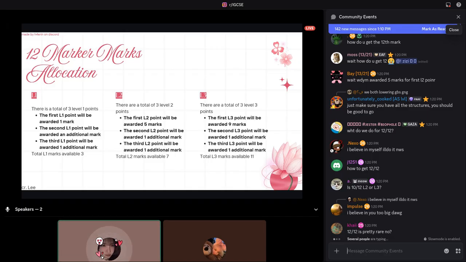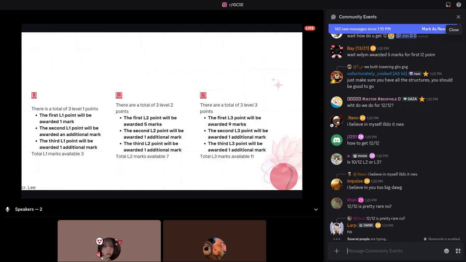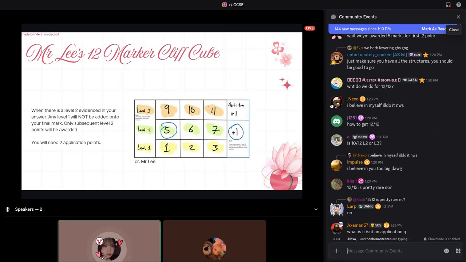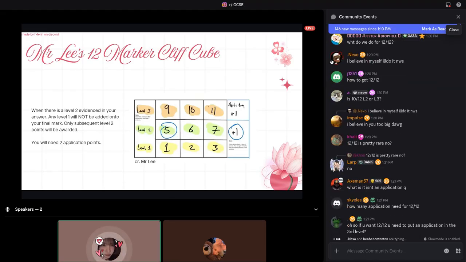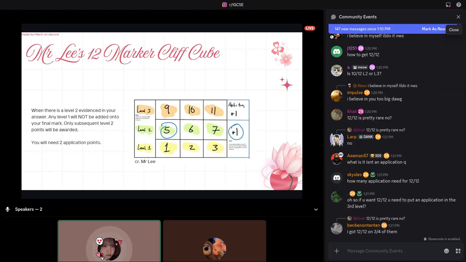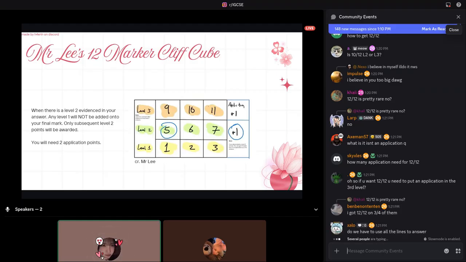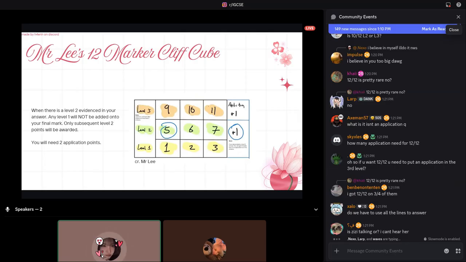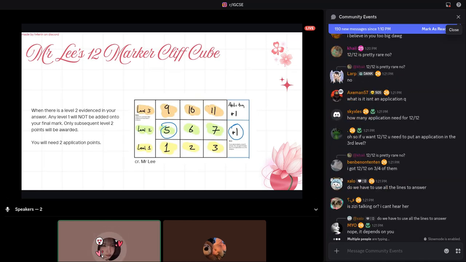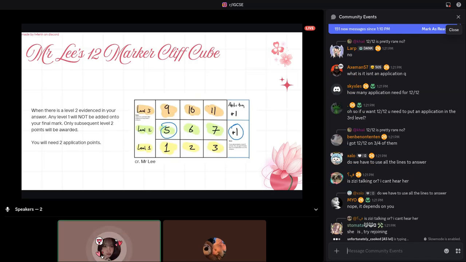Okay, furthermore, I'm going to be proceeding. So this is Mr. Lee's 12 marker cliff cube. This is an idea of how it will work. So you can see there are 2 application marks. So it really depends on the question. For example, if you have to evaluate 3 choices, then only 1 application mark is okay. But if you have to evaluate 2 choices, at least 2 application marks. But of course, try to apply the case study to your answers as much as possible.